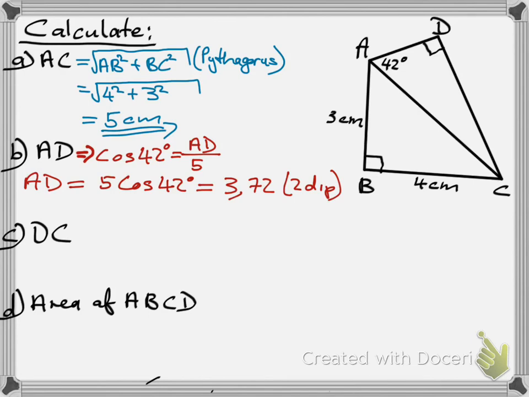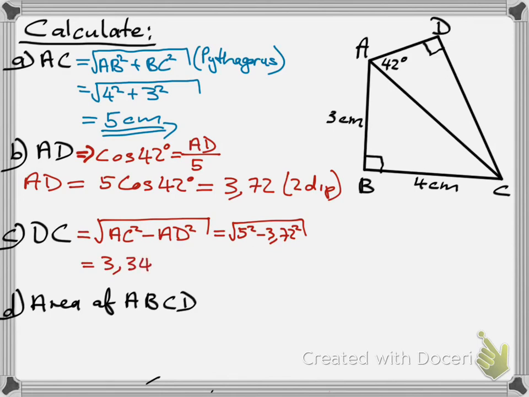Now going to DC. Now we've got AC, and to calculate DC, we are going to use the relationship between AC and AD and the angle 42. DC, we can calculate using Pythagoras. Because we've got the side AB and side BC already, we can use Pythagoras for that. Right, so there we go. And DC would be equal to 3.34 to 2 decimal places. Right.